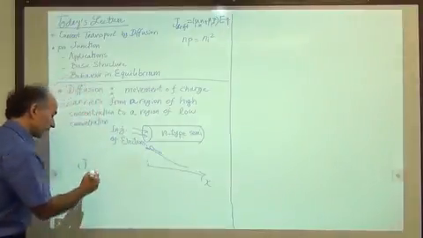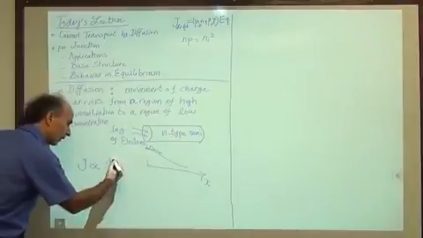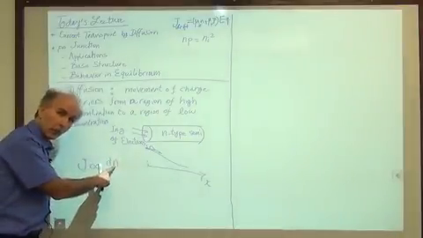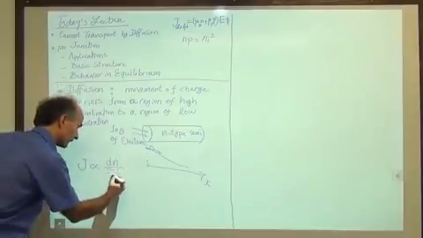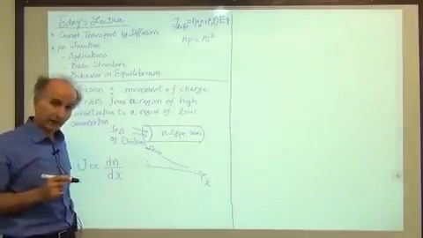So what I'm thinking is that this should be proportional to the slope of the concentration, N for electrons, P for holes, with respect to distance. That's what we intuitively expect.